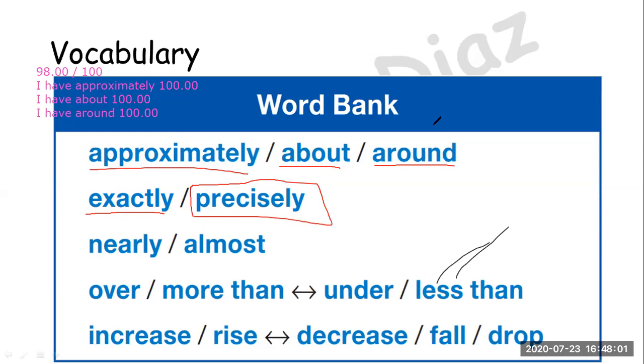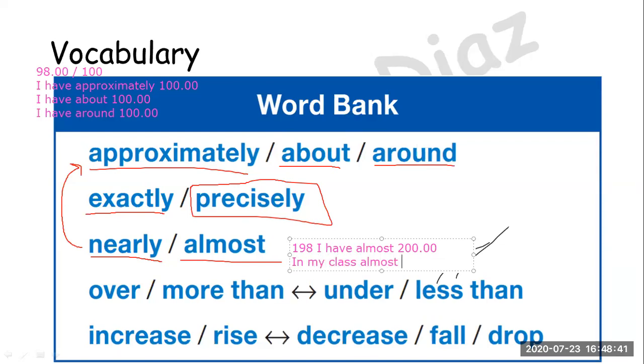Okay, so let's continue. Nearly, almost. We could say that nearly and almost are very similar also to approximately, about, around. If I say I have almost 200 pesos, maybe I have 195 or 198, I have almost 200 pesos.